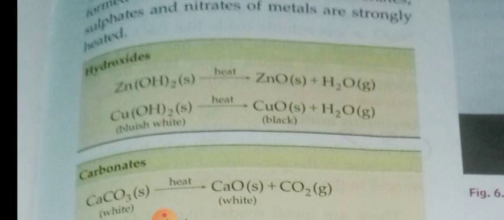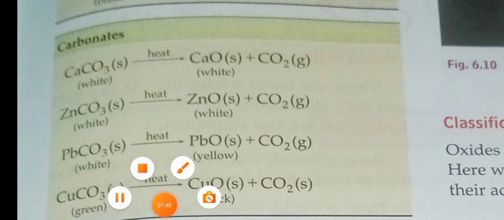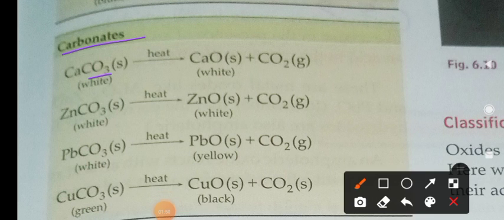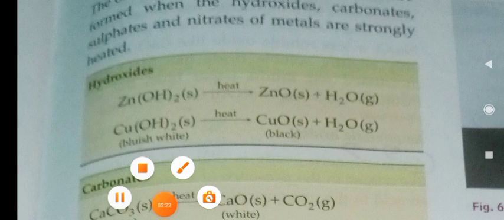Then with carbonates; the previous was about hydroxides. OH means hydroxides. Carbonates, CO3, are the carbonate radicals. So calcium carbonate, when heated, forms calcium oxide. Zinc carbonate is heated, zinc oxide will be formed. Lead carbonate is heated, lead oxide will be formed. Copper carbonate is heated, copper oxide will be formed. So these are decomposed. The carbonates are decomposed to form the oxides. In the earlier case, the hydroxides are decomposed to form the oxides.